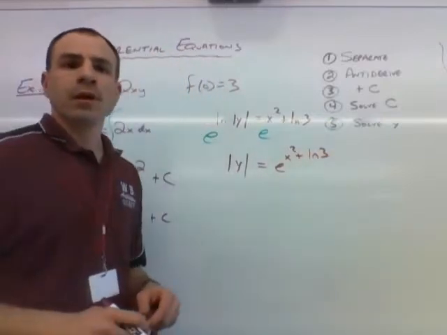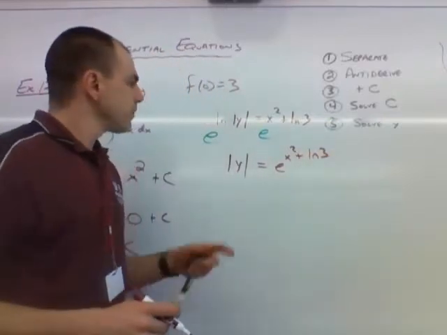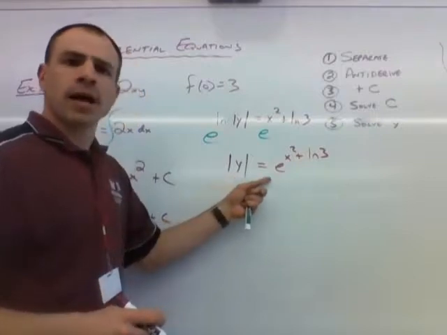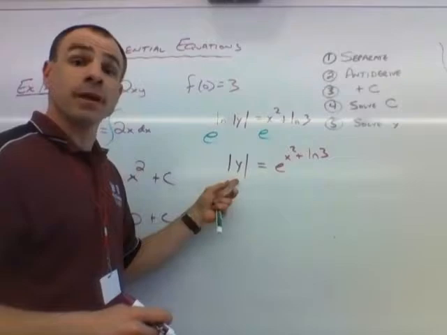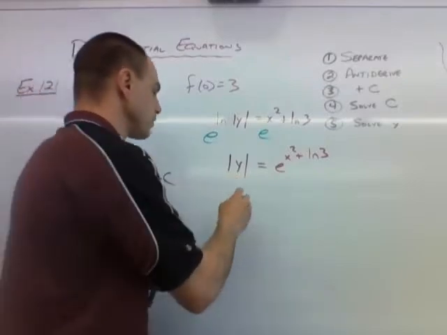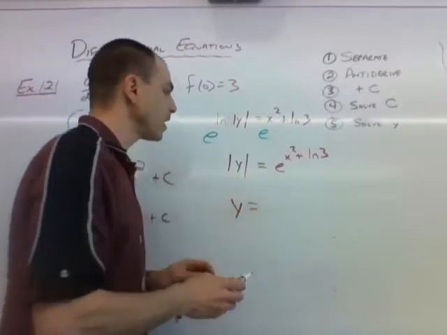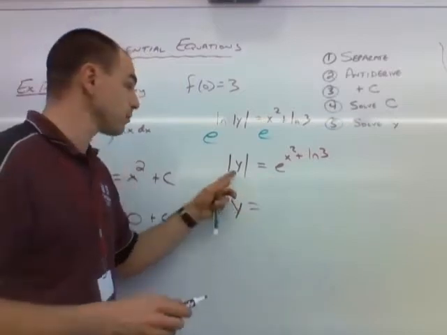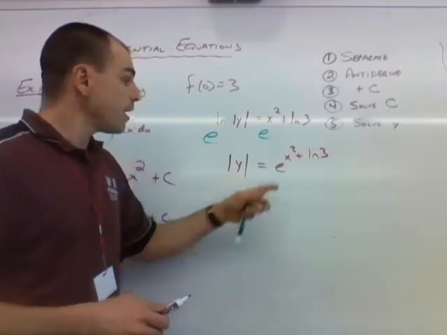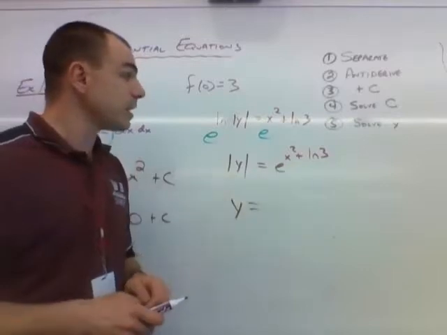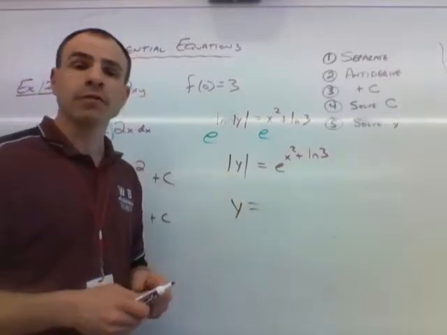If we think about this for a second, e is always positive, isn't it? So therefore, we don't need the absolute value signs as far as the y is concerned. Those aren't necessary anymore because e is always positive. So there's no reason for us to think that y could be negative in any manner. And we can leave our answer like that as e to the x squared plus the natural log of 3.